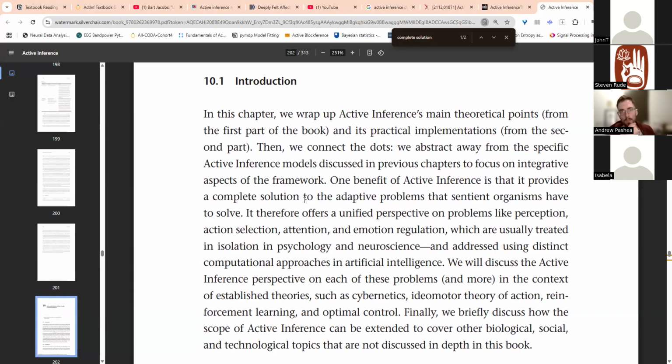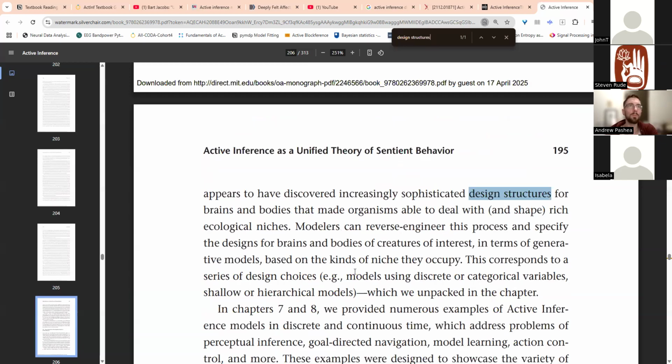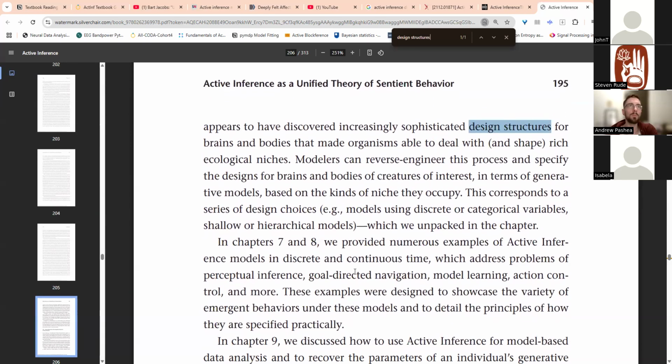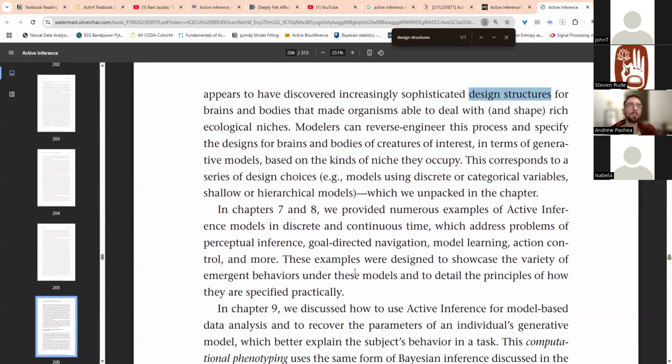It's sort of the same concern because they kind of go together. What does it say? It says evolution appears to have discovered increasingly sophisticated design structures for brains and bodies that made organisms able to deal with and shape rich ecological niches. Fine. But then it says modelers can reverse engineer this process and specify brains and bodies of the creature of interest in terms of generative models. Like, really, you know how to build a cat?